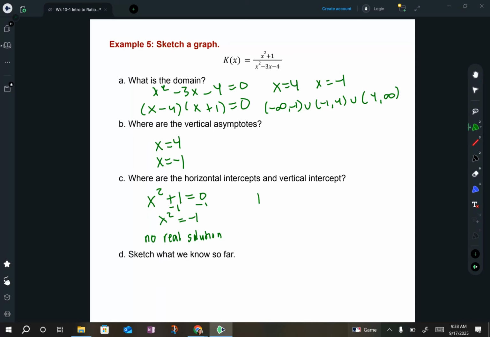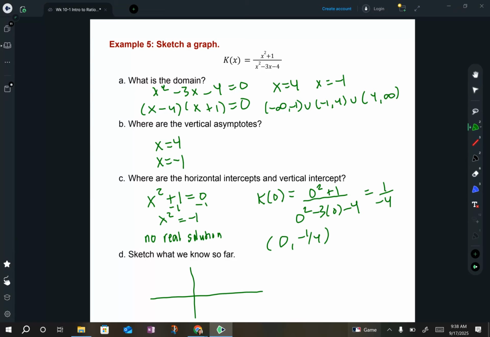And the vertical intercept is going to be k evaluated at 0. So that's 0 squared plus 1 over 0 squared minus 3 times 0 minus 4, which is 1 over -4, which is negative a fourth. So over 0, up -1/4. And let's sketch what we know. Well, we have vertical asymptotes at 4 and -1. There are no horizontal intercepts, and the vertical intercept is at (0, -1/4), which I'm drawing there.